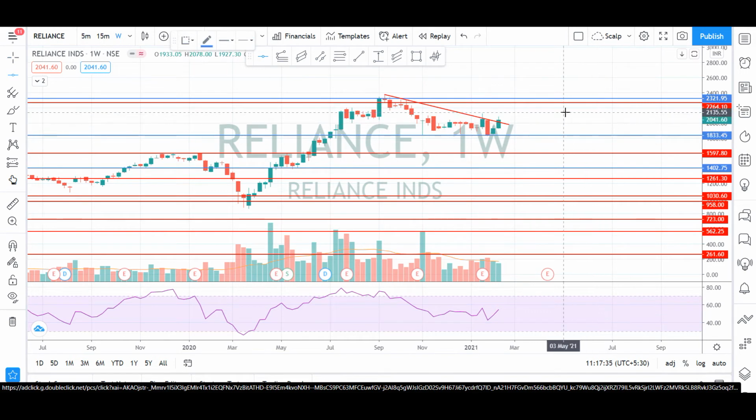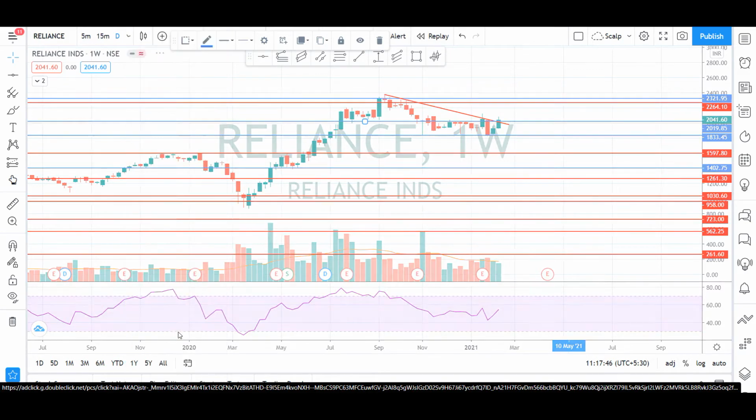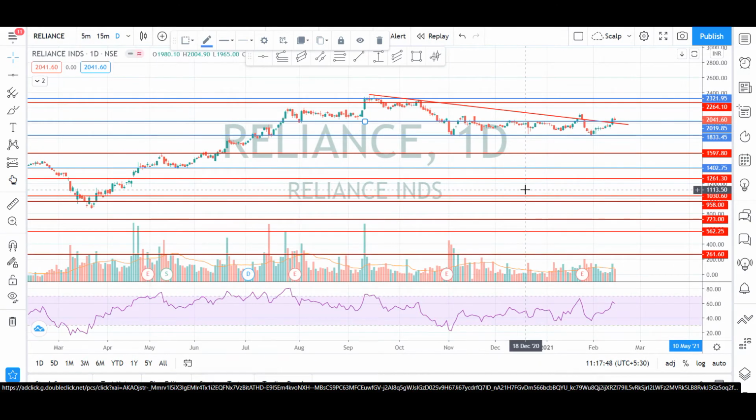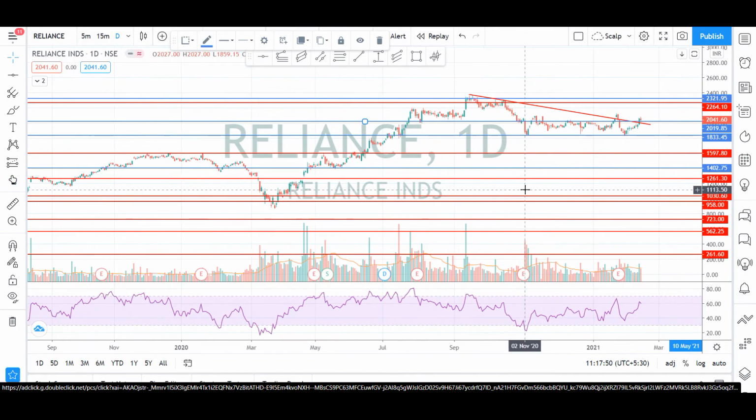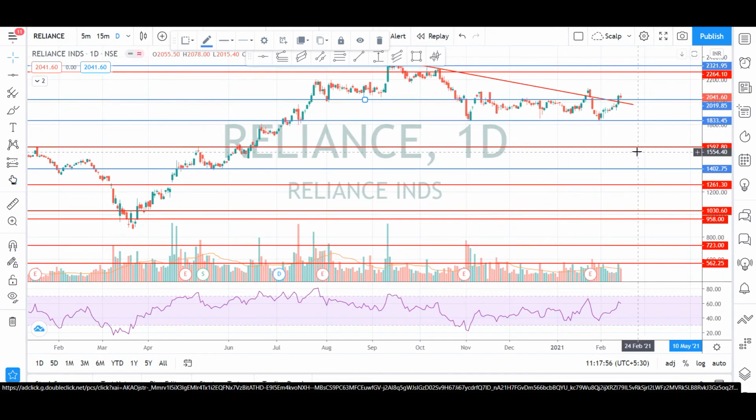Now here if you see, one consolidation zone is somewhere here, and we will mark this also on the weekly chart. Now we are going further down. We are seeing monthly, weekly, and daily charts. Now look at the daily charts. You will find much better levels on the daily charts where we can take the trade.